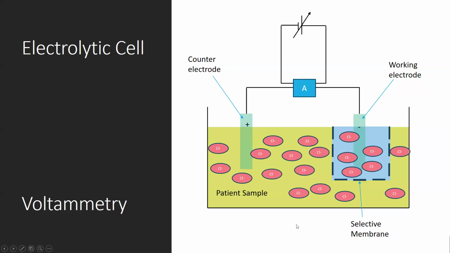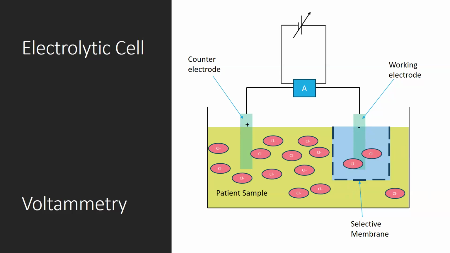As the chloride ions are reduced, the chloride ion concentration around the electrode drops, and other chloride ions will diffuse in down the concentration gradient. If you were to continue to increase the voltage, this means that the working electrode would become more negative. This would speed the reduction of chloride ions.